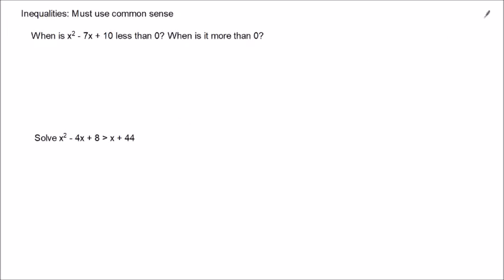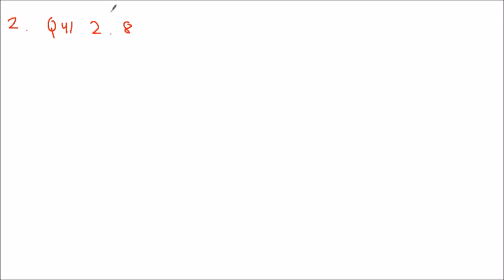Next question is harder. Oh god, it's a little harder. Question 41 from 2.8, so I'm going to go to 2.8 right now. It is question 41, swimming pool drainage. Drains A and B are used to empty a swimming pool. Right, so we have a swimming pool.